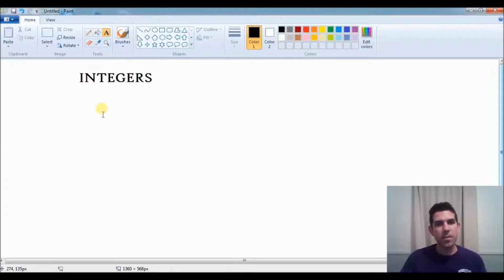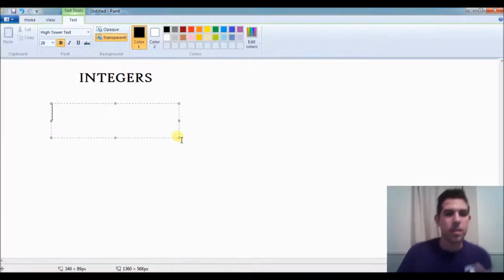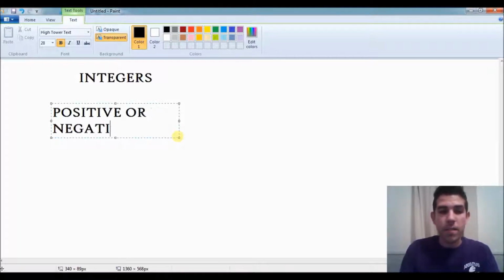Today we're going to talk about integers. What is an integer? An integer is just a fancy math word for a positive or negative whole number. Again, a positive or negative whole number.